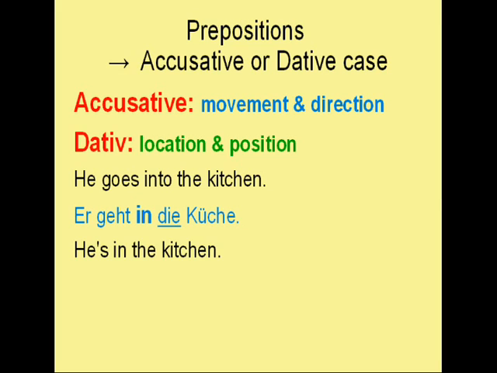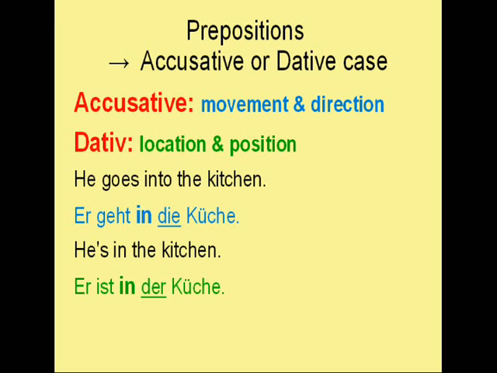What about he's in the kitchen? Does this sentence indicate movement and direction, or location and position? Location and position. In is in this case translated with in, and Küche is still female. And der is the definite article for female nouns in the dative case.